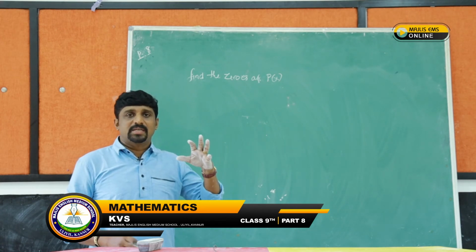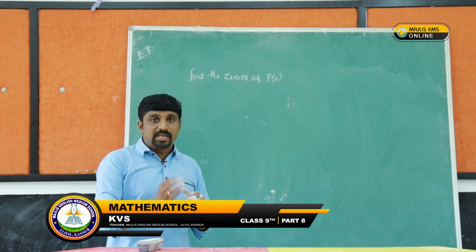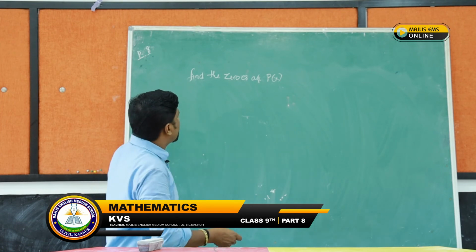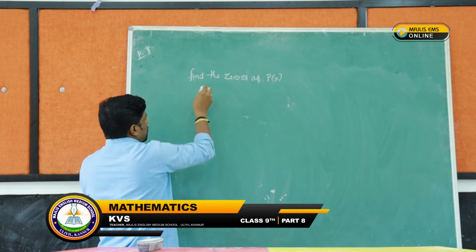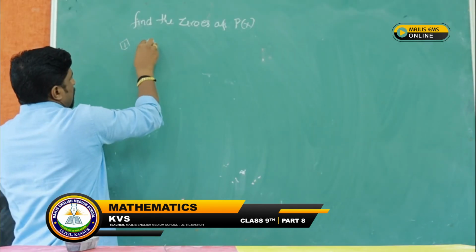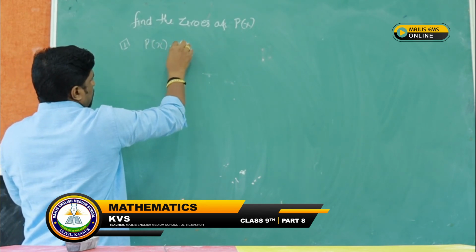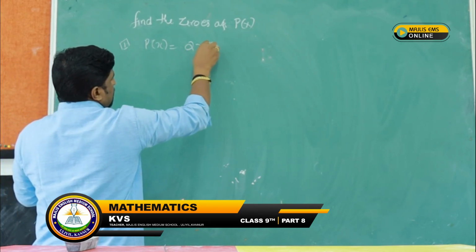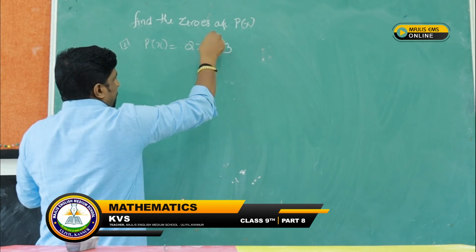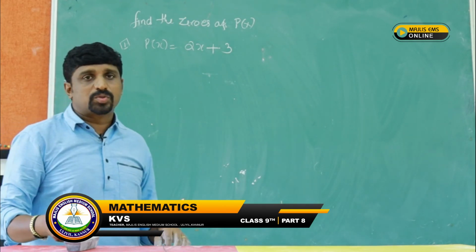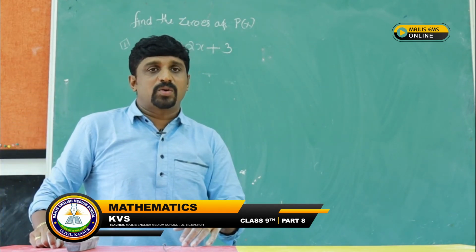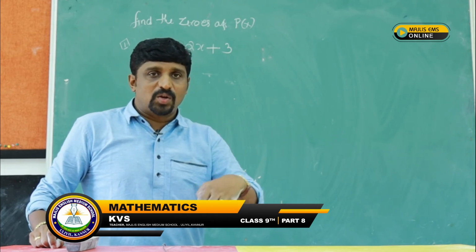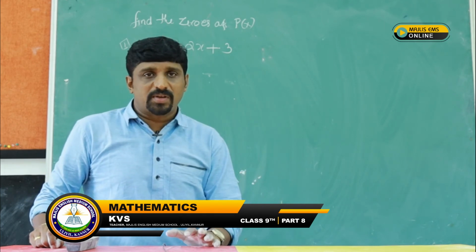Now we can find out the zeros of a linear polynomial. Find the zeros of p of x. The first question is like this: p of x is equal to 2x plus 3. We need to find out which value, when we substitute here, it becomes 0.